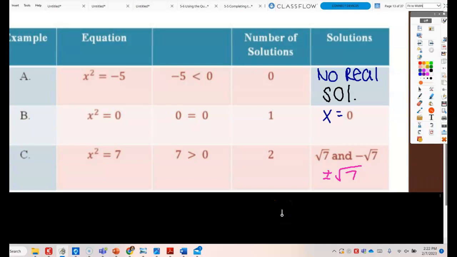And then you can also get x squared equal to a number. If it is equal to a number, then you have two solutions. Those solutions are plus or minus the square root of whatever that number it is set equal to is. If that number is a perfect square, then you will simplify. In the case of 7, 7 is prime. We will leave it as plus or minus the square root of 7.